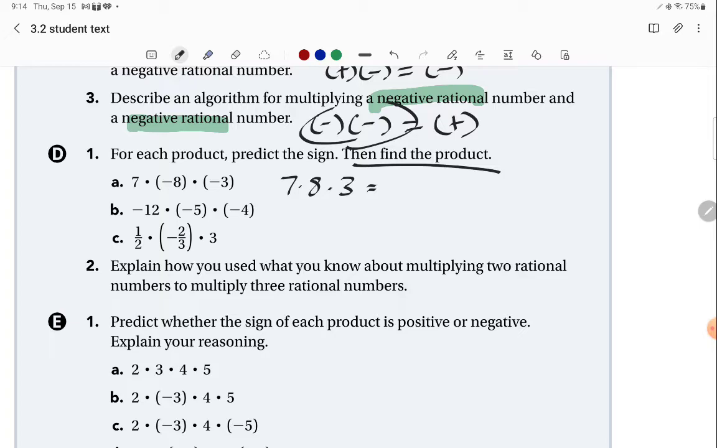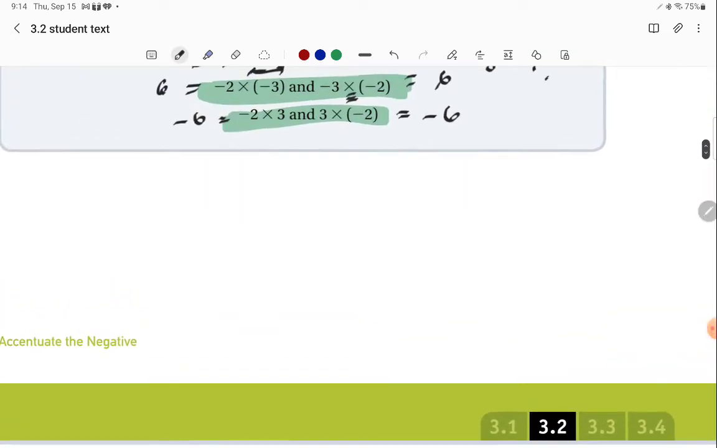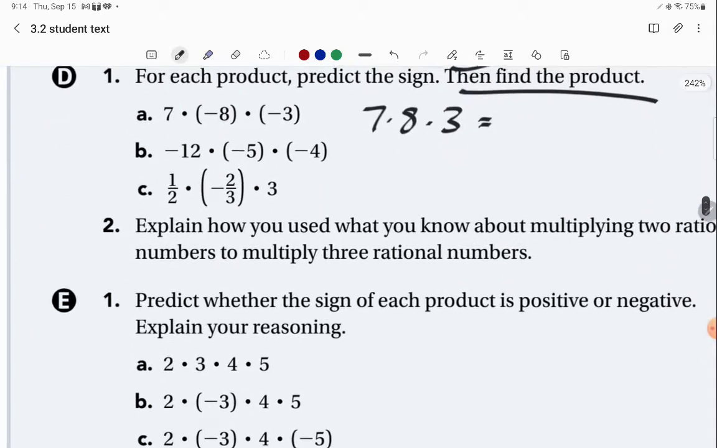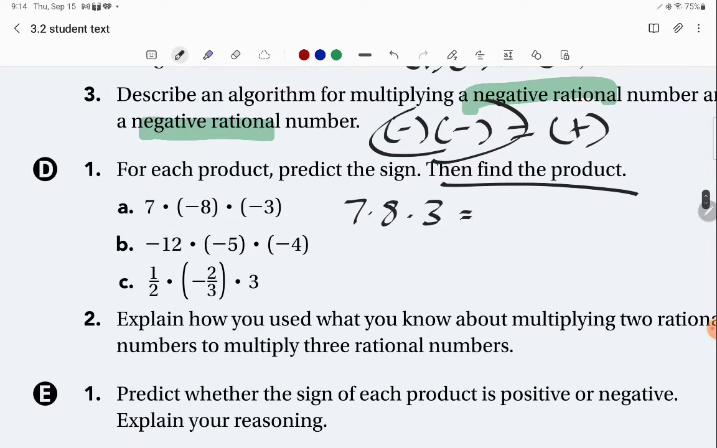So we can ignore the signs, just multiply these together, and then add in the sign at the end. Also, coming back up here, understanding that math is commutative, we can multiply these in any order that we want. If we wanted to take 7 times 3 first, we could do that. So this is the same as 21 times 8.